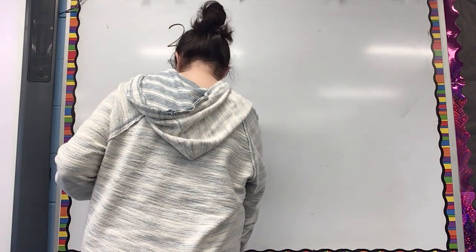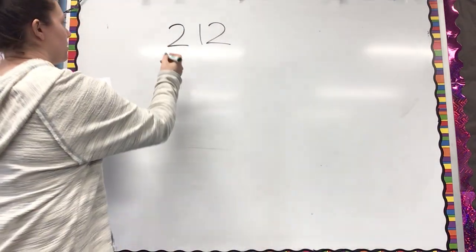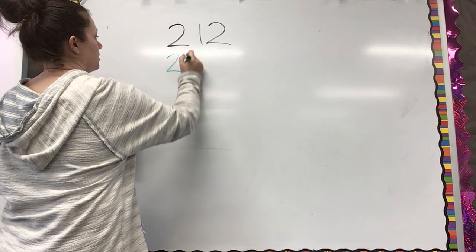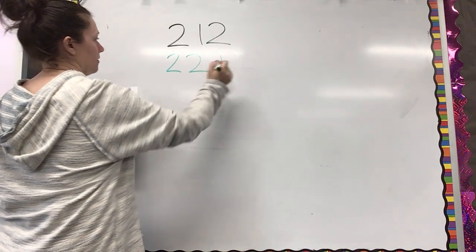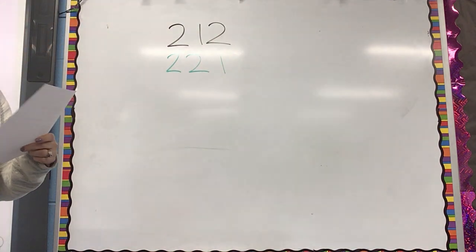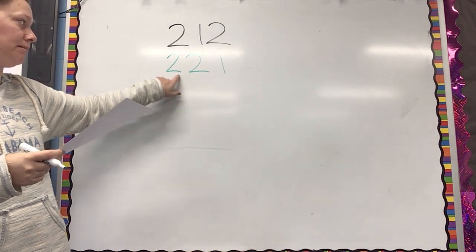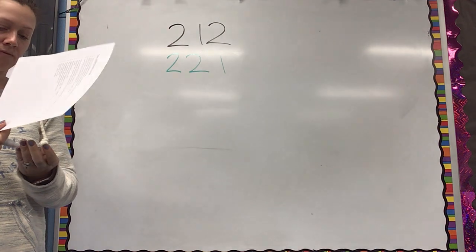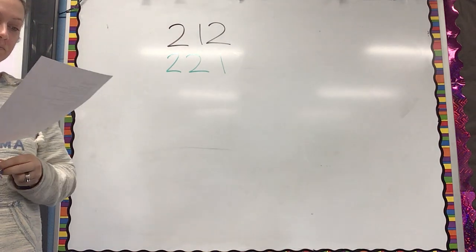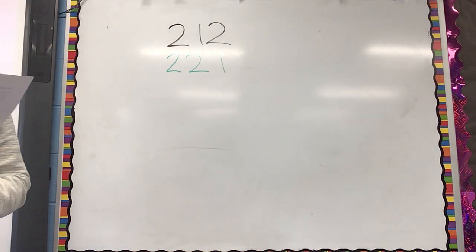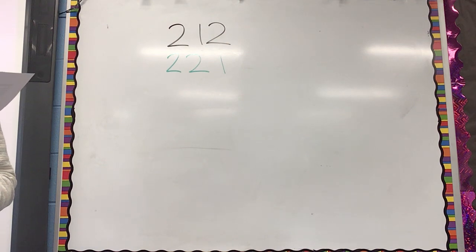So my numbers in descending order are going to be this now. So put them in order from biggest to smallest. So I have 2 are the same, so it doesn't matter which one goes first. Descending means biggest to smallest.